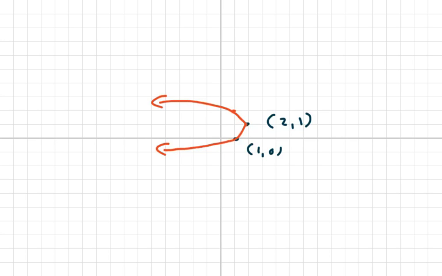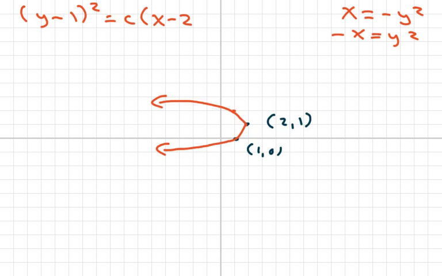This opens to the left. It has the form of x equals negative y squared, but they like to write it like this. So that means opens left. So we're going to write y minus 1, that's your k, equals c times x minus 2. So that's from your vertex here. I just plugged it in.